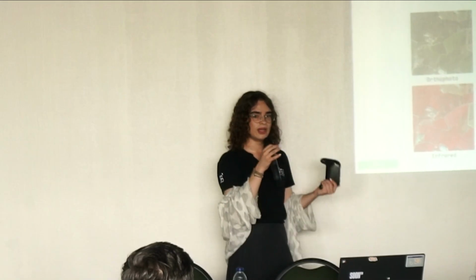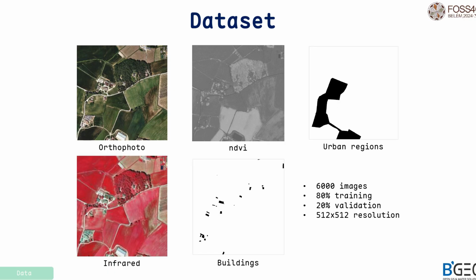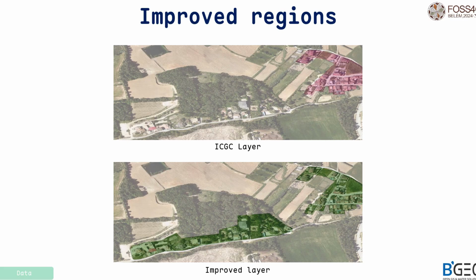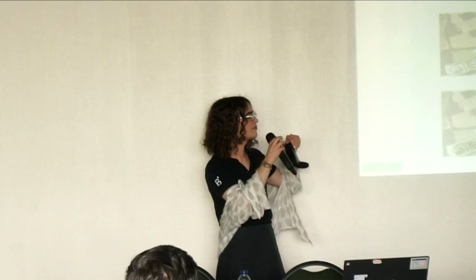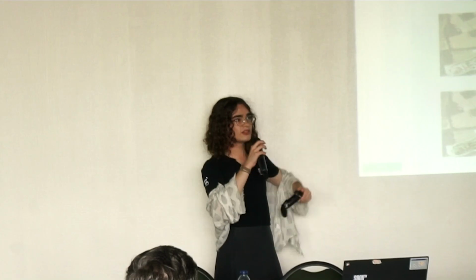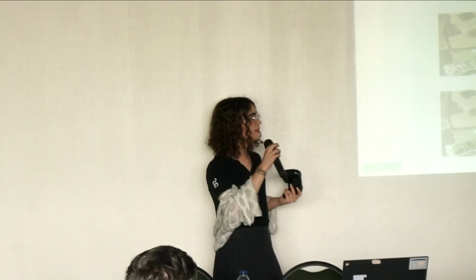As the output, we wanted to have the urban regions. We have this layer, but as I said before, the one that ICGC provides is faulty, is not correct, so we couldn't use it as it is. We had to improve it. And that's basically what we did. We took 5 regions across all of Catalonia, 12 by 12 kilometers in size, and manually improved them.